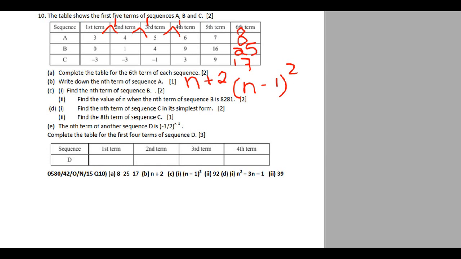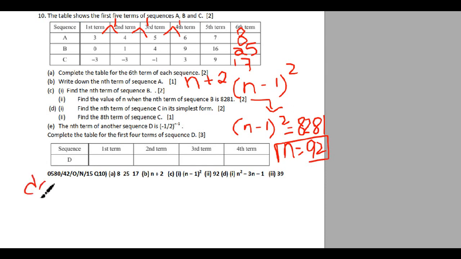Part 2, find the value of n when the nth term of sequence B is 8281. So all we need to do is equate n minus 1 whole square to 8281. Take the square root, and you'll get 91. Then add 1 to it, and you'll get 92. This is part C.